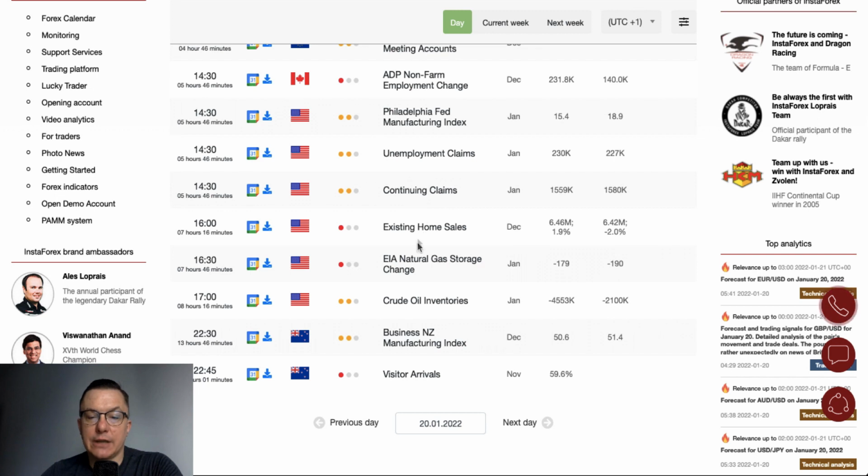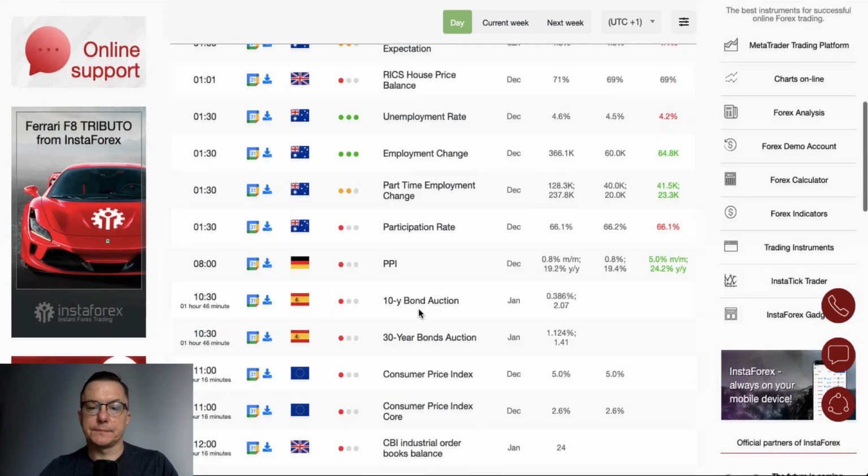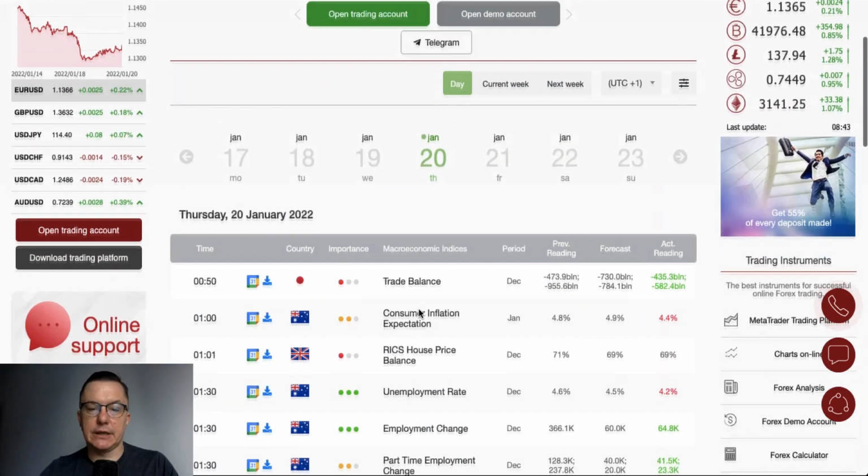Later on, we got existing home sales, natural gas storage change, and crude oil inventories scheduled for release at 5 o'clock for all of you crude oil traders. So this is how it looks in the calendar.